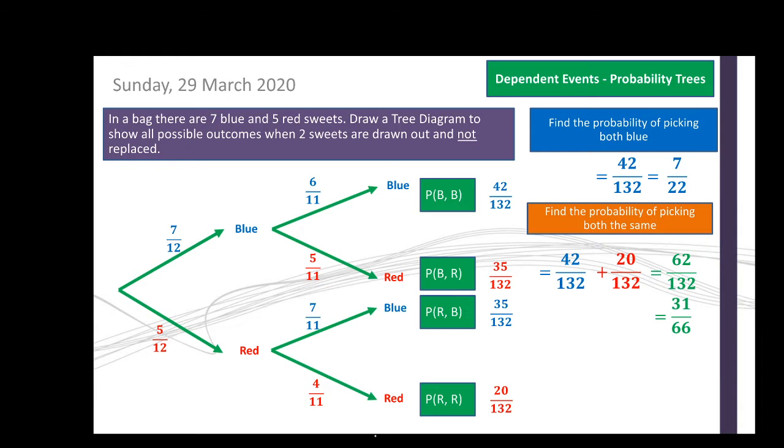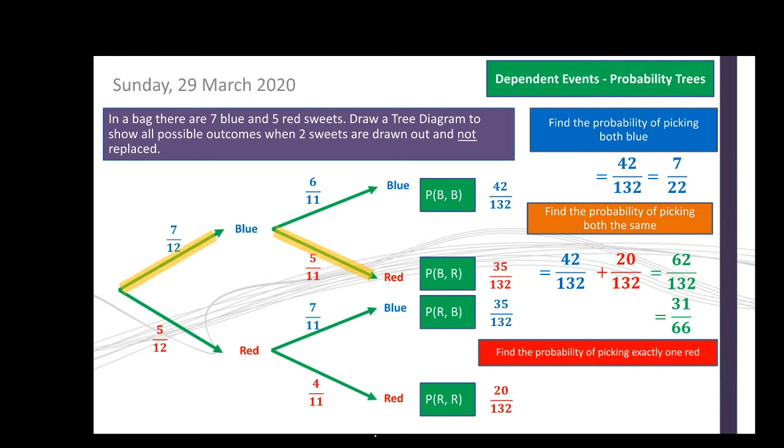Okay, and then last question, I think, for this one, find the probability of picking exactly one red. So this way, you could get a blue first and then a red, which is 35 over 132, or you could get a red and then a blue, which is 35 over 132 again. So you add them up, which gives you 70 over 132, which cancels down to 35 over 66.